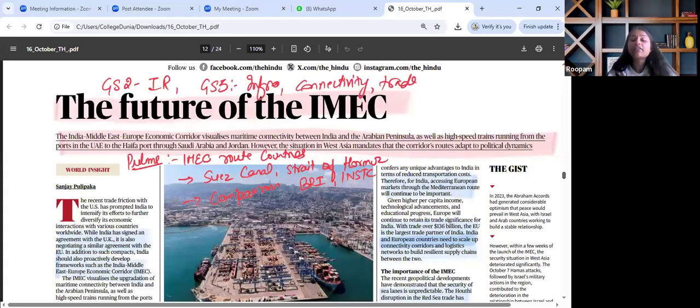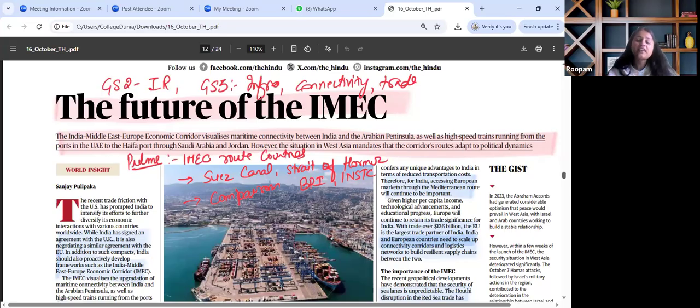They are discussing reviving the IMEC project amid rising Red Sea disruptions being seen nowadays, as an alternative form of connectivity project to what China is posing in the form of BRI. So IMEC, the India, Middle East, Europe corridor, is very much relevant for trade and connectivity. For Prelims perspective, we need to know IMEC route countries and maritime choke points such as the Suez Canal and the Strait of Hormuz. We can even compare this with BRI and INSTC.